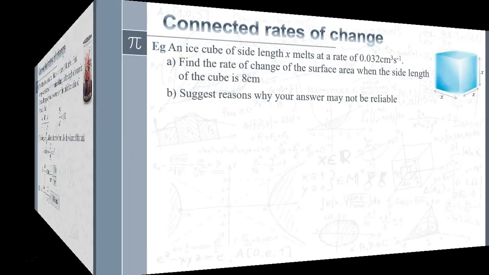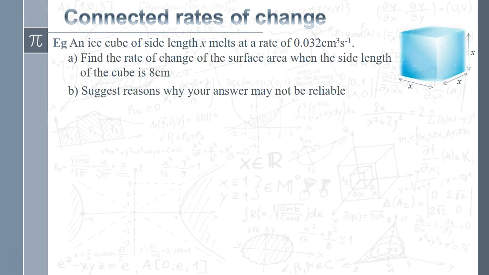Let's have a look at another example. So here we go. We've got an ice cube and we're told that it's got side length x and it's melting at a constant rate of 0.032 centimetres cubed per second. First thing says find the rate of change of the surface area when the side length of the cube is 8. Okay, so again, here we go.